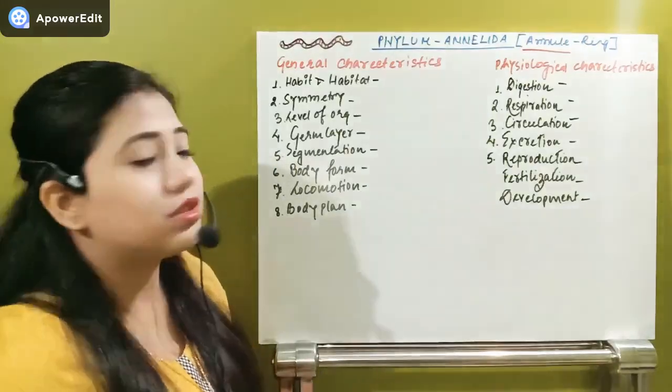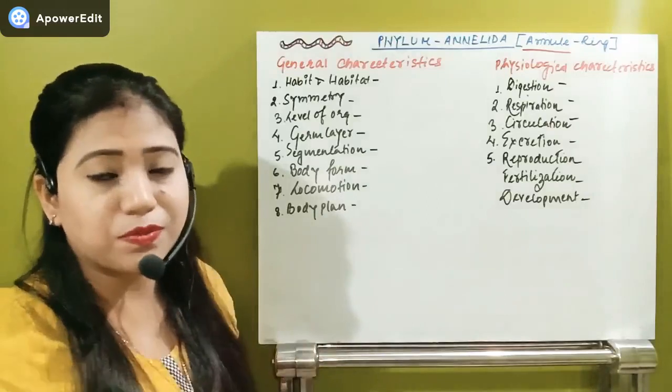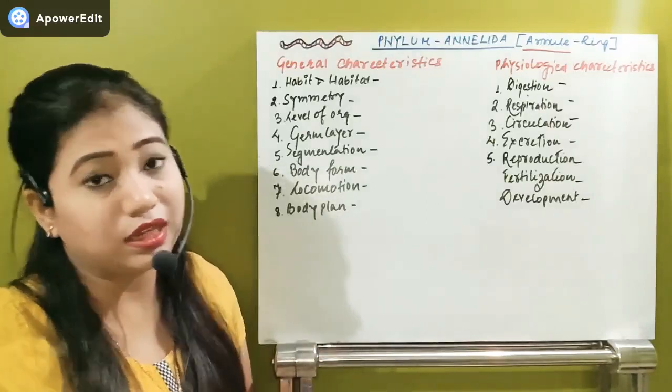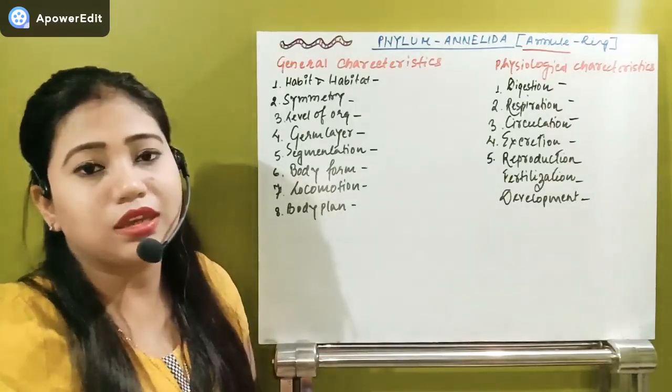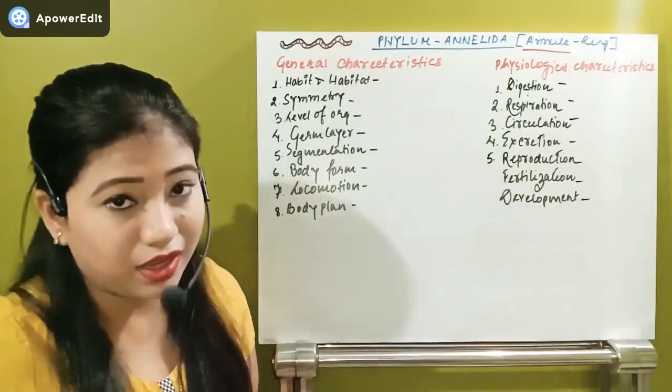Now come to the species. How many species are available in the phylum Annelida? In the phylum Annelida, we have around 9,000 species available.